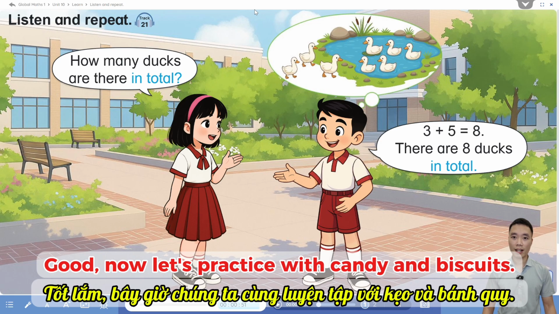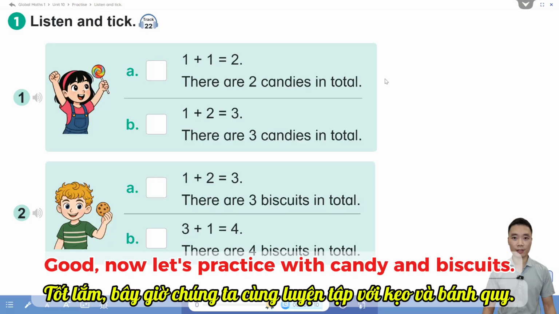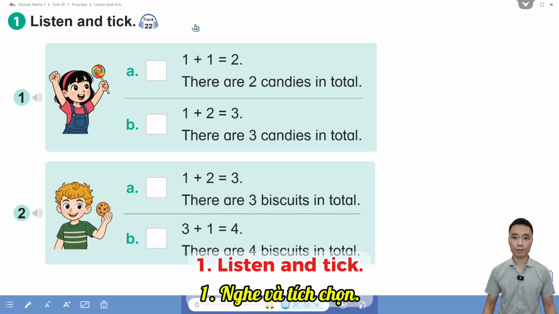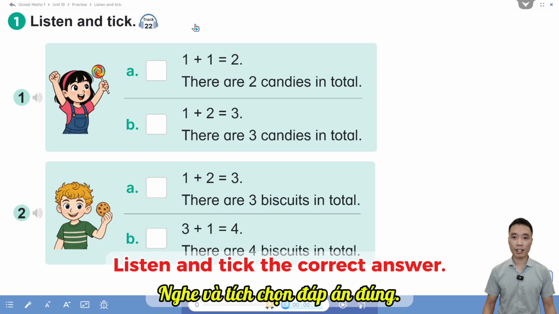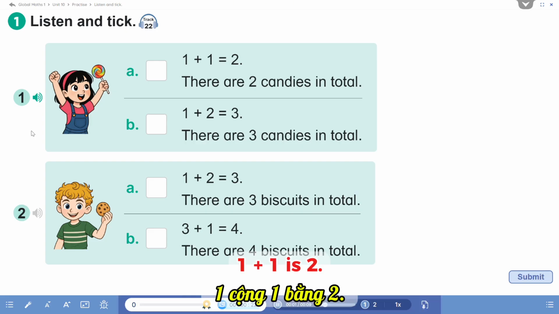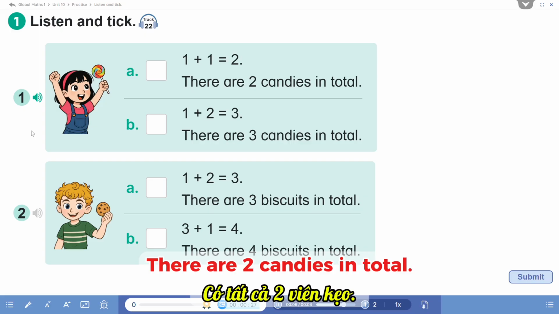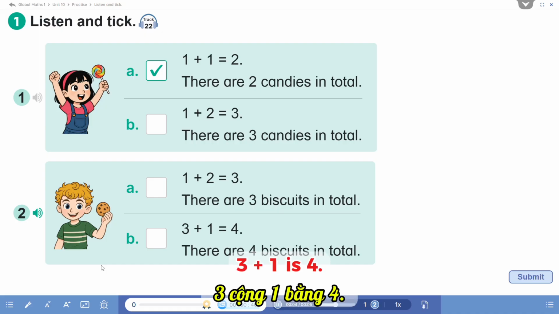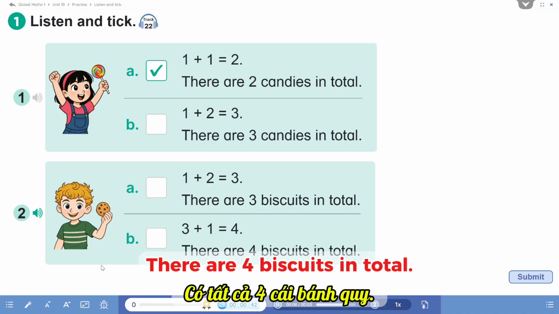Good. Now let's practice with candy and biscuits. 1. Listen and tick. Listen and tick the correct answer. 1, 1 plus 1 is 2. There are 2 candies in total. 2, 3 plus 1 is 4. There are 4 biscuits in total.